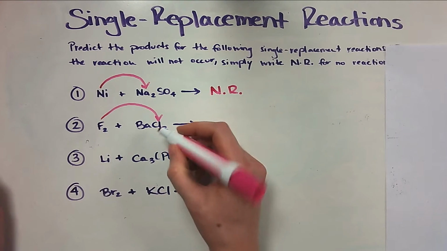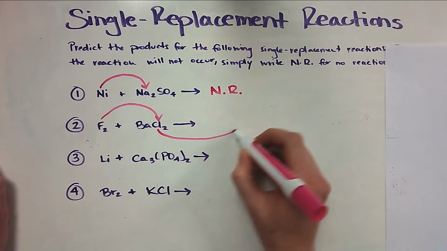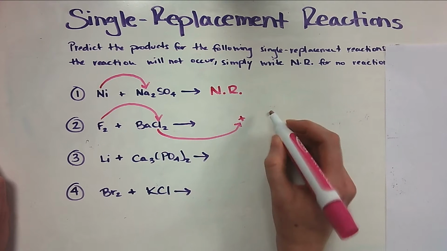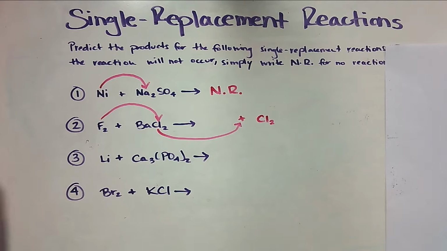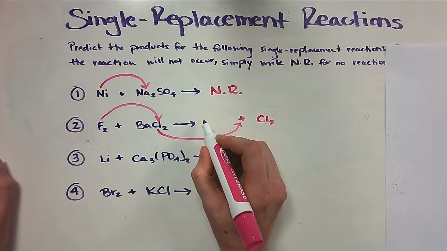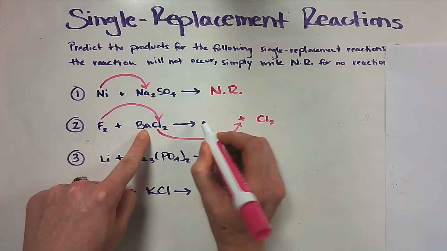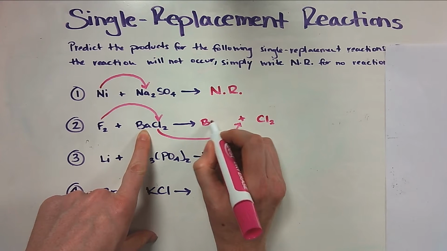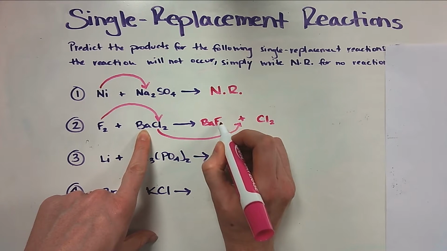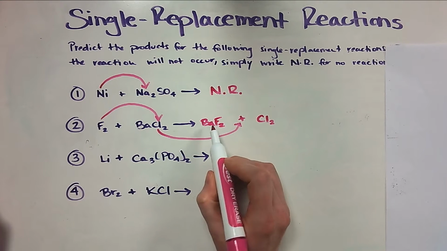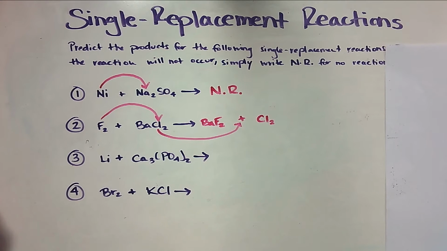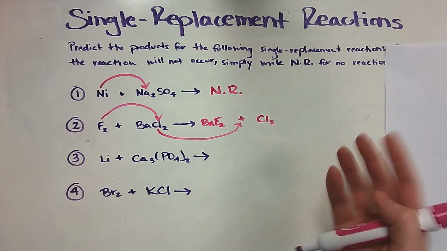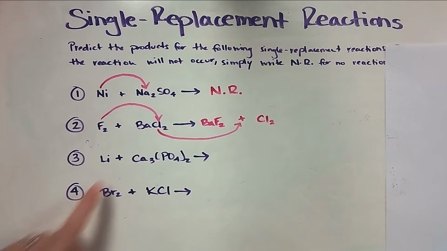So in this scenario, chlorine will be replaced. Now I'm going to write Cl2 to satisfy what we call BrINClHOF. And the new compound formed will be barium fluoride. So use your knowledge of ionic compounds. Barium fluoride is BaF2. All right, let's move on to number three. And if you notice, number two is actually already balanced, so no need.